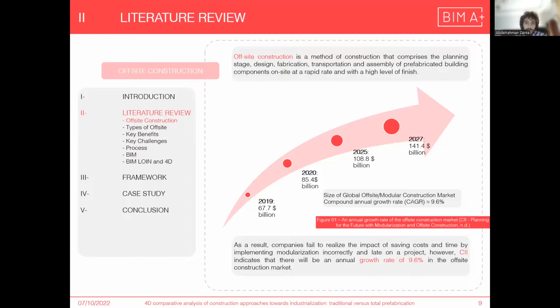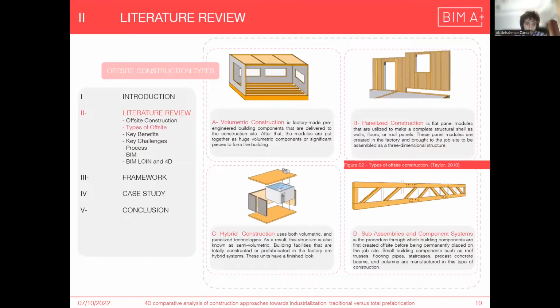What is offsite construction? Offsite construction is the method of construction that comprises the planning stage, design, fabrication, transportation, and assembly of prefabricated building components on site. And here is the size of the global offsite modular construction market, shown in the figure, and it has an annual growth rate, indicated by the Construction Industry Institute, of 9.6%.